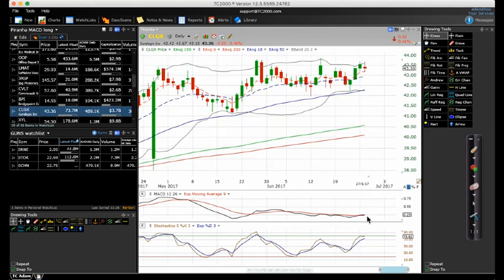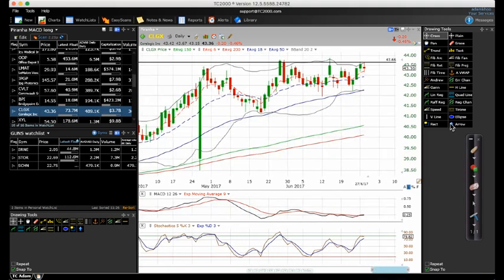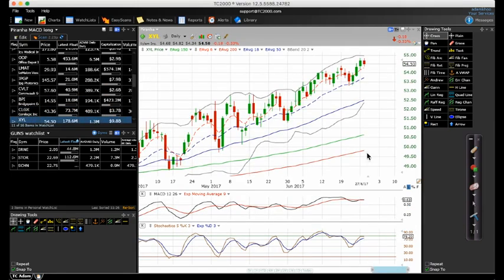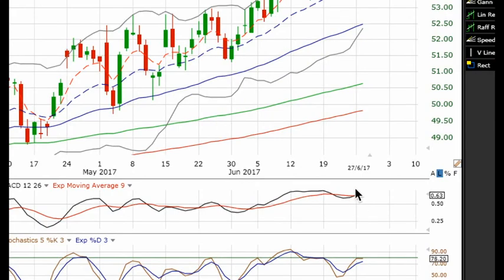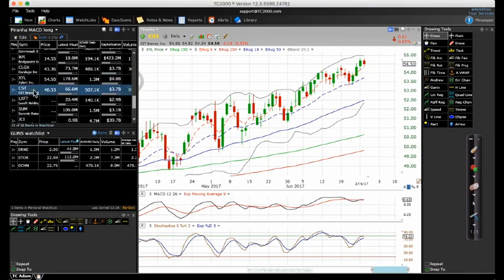CLGX. Once again, 1 out of 3 conditions. And do you also notice that there is a resistance? That's right, resistance over there. So I do not want to enter right at a resistance level. Not a good idea, right? So you have to identify these support and resistance patterns as well whenever you're taking a trade, okay? XYL, again, only MACD crossing bullish, 1 out of 3 signals, that's all. CST.